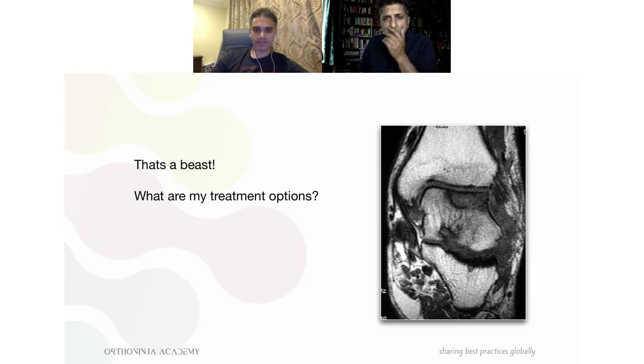You're absolutely right. This is not a contained defect. Further imaging shows that, because that lateral shoulder of the talus is completely involved. So what would you consider in this kind of case? You've got an uncontained defect now.